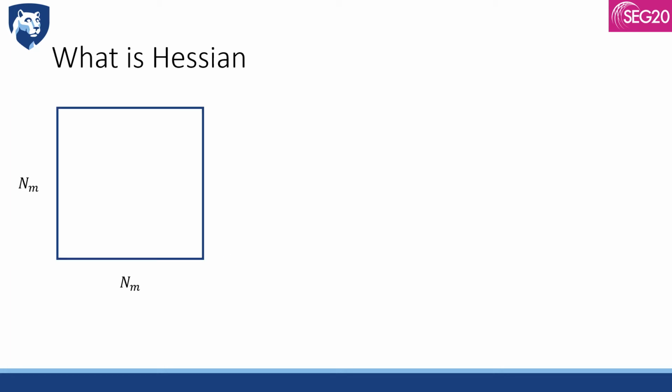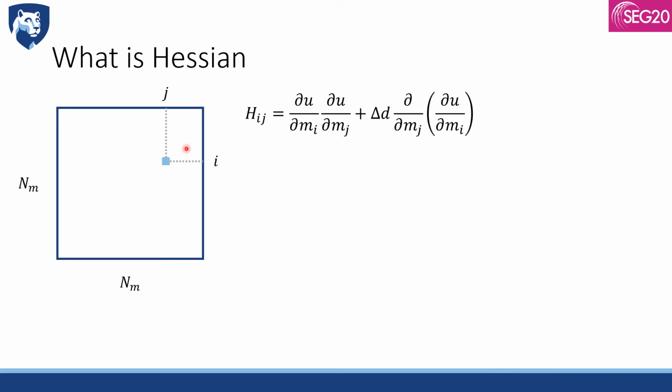Now let's move on to talk about the Hessian, about what it looks like and what kind of information it has. To begin with, the Hessian is an nm by nm square matrix, and it is symmetric, where nm is the number of model parameters. And each element of the Hessian, h_ij, at row i and column j, can be written in this form, where m_i and m_j are two of the model parameters, u is the forward wavefield, and delta d is the data residual. Here we ignore the time integral for simplicity.